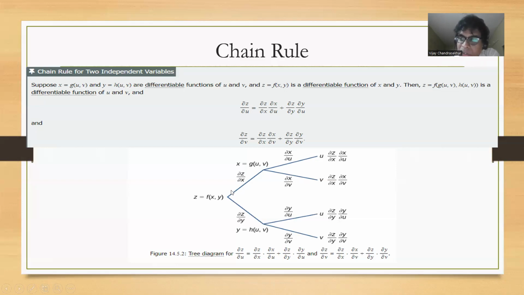All right. So there are how many branches here? You see, I come here, then it splits into two branches. So don't you see that I have dou z by dou x multiplied by dou x by dou u. That's this. Dou z by dou x multiplied by dou x by dou v, which is this.